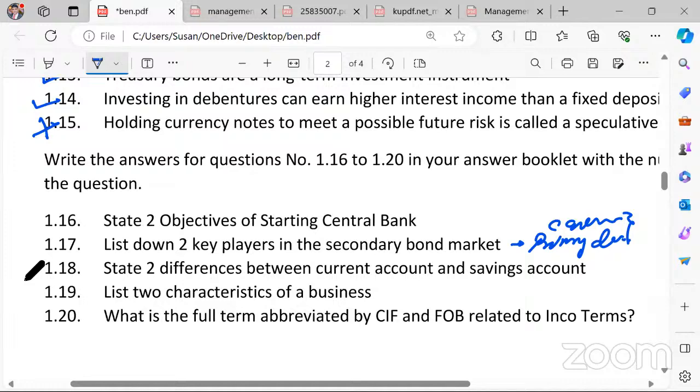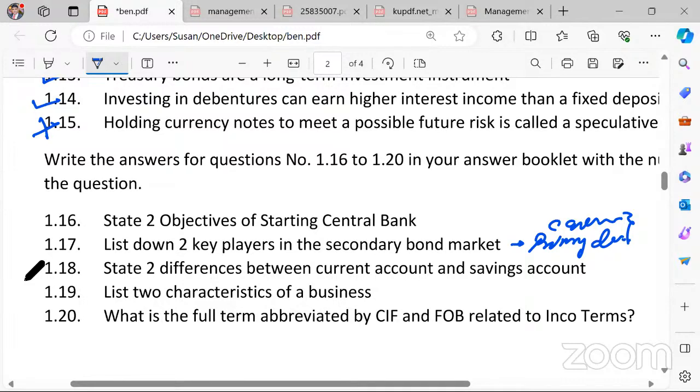Savings accounts have a passbook, current accounts don't have a passbook. Savings accounts don't have monthly statements, but current accounts have. Out of these, you write any three.